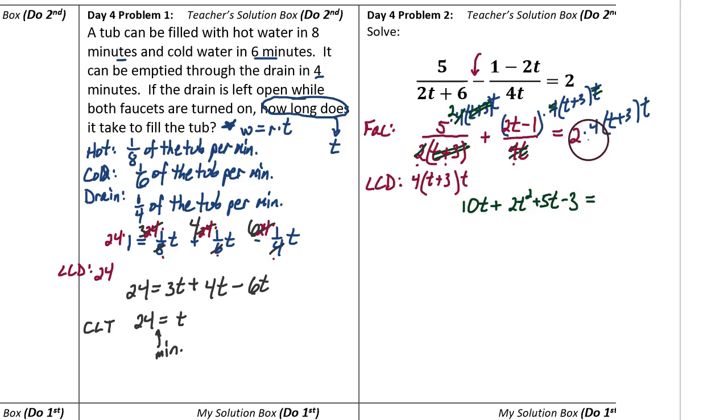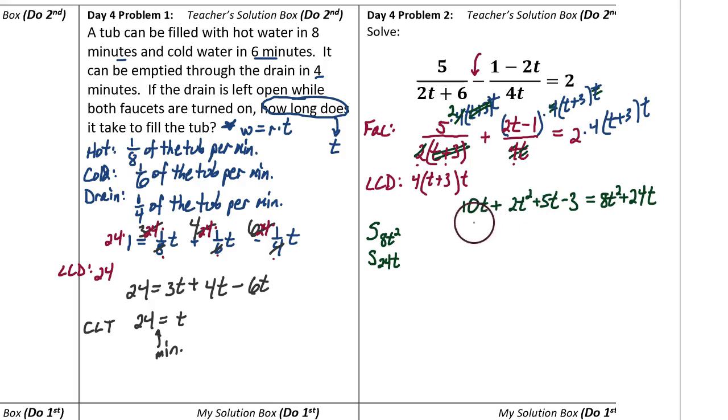On the right side, we need to multiply all of these together. 2 times 4 is 8, times t is 8t, and that 8t will get multiplied by the t plus 3, making 8t squared plus 24t. This equation has no fractions left. Because it is a quadratic equation, highest exponent of 2, we can get a 0 on the right side and then use factoring. So let's subtract the 8t squared from both sides and subtract the 24t from both sides.